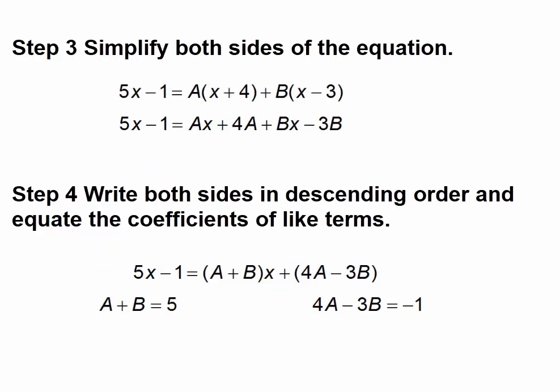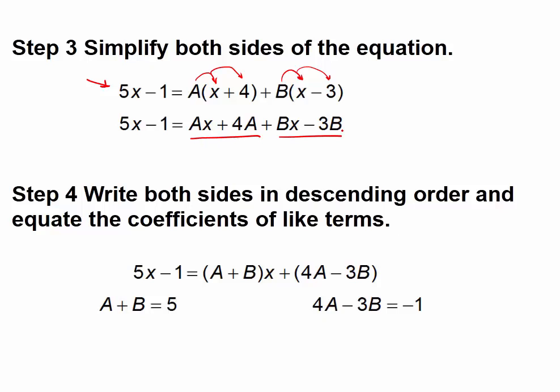Okay, now I'm going to simplify both sides of the equation, and what that means here is I'm going to distribute this a and this b. And this step will always be the same. Once we get done multiplying by the LCD, we'll distribute the a, b. If we had a c in here, we distribute that too. So we distribute those values, and notice I get ax plus 4a, bx minus 3b.